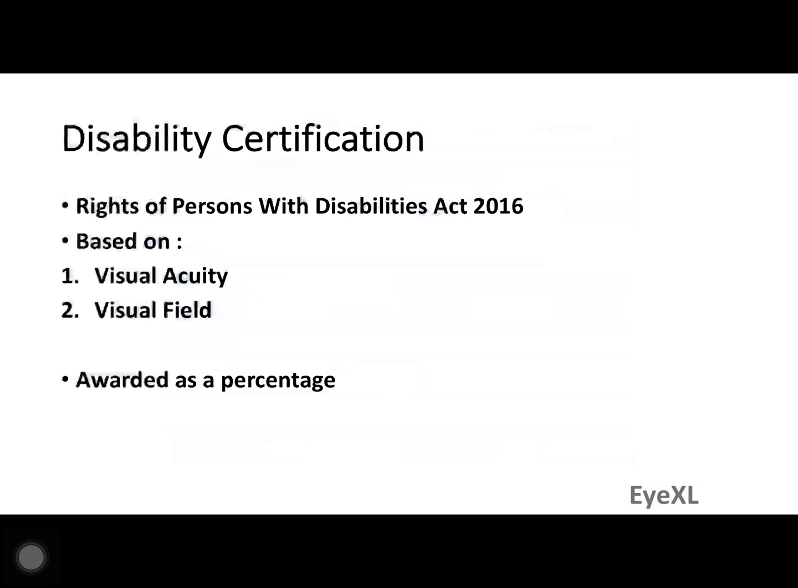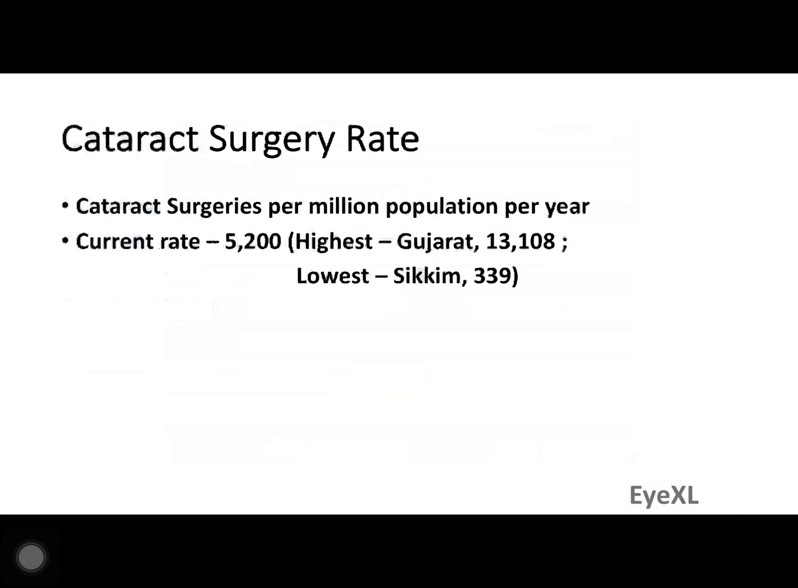But you need not know exactly how we do the disability certification. Just understand that visual acuity and visual field are both important for the certification, and it is awarded as a percentage. For example, if I feel that this patient, based on the clinical examination, has 40% disability, then I will award a 40% disability certificate, and that patient can avail benefits according to that percentage.